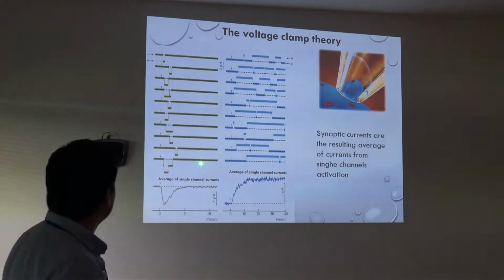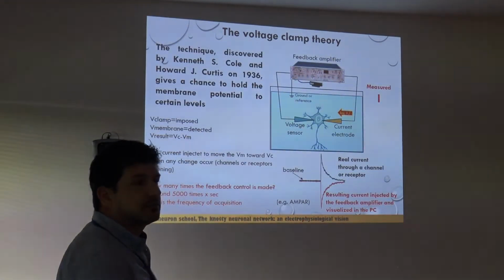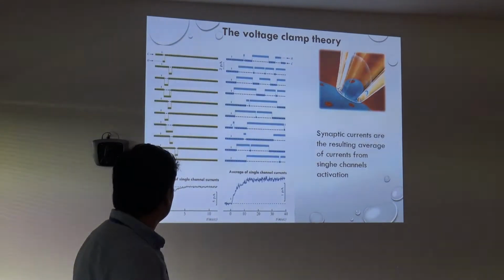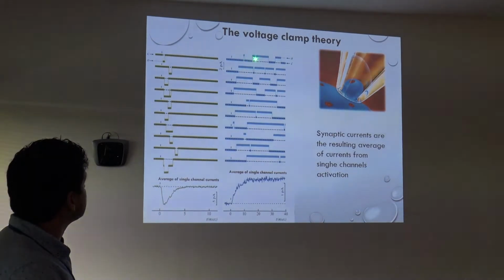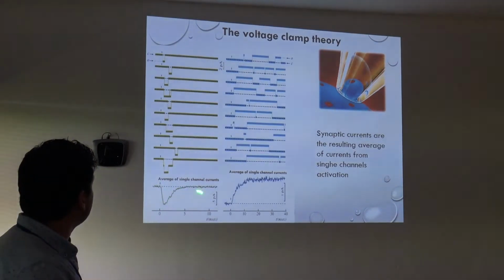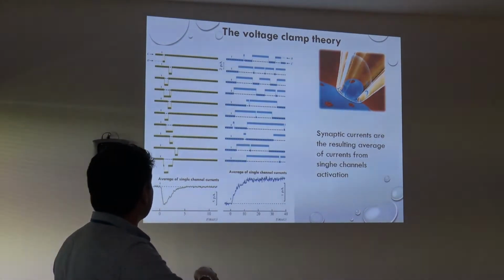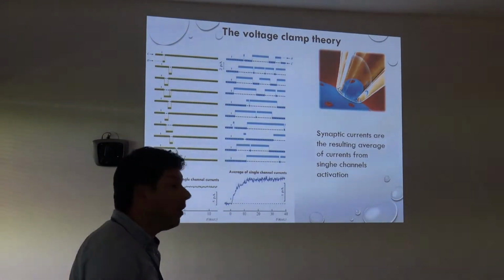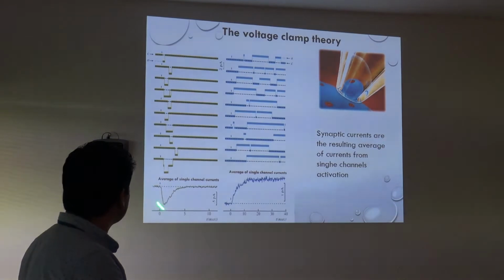As you can see here, why can we obtain this triangular current? Because we have different opening and closing behavior for the receptors, excitatory receptors, inhibitory receptors. Here you can see the current that is exactly the average of hundreds of receptors that are open and closed at the same time, or almost at the same time. That's why you can see a triangular current.